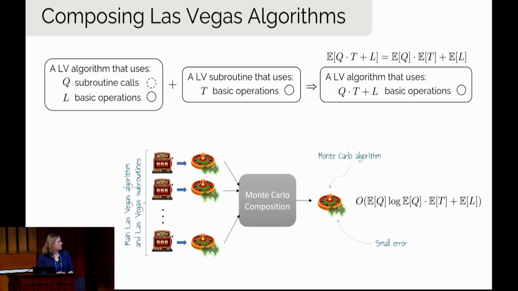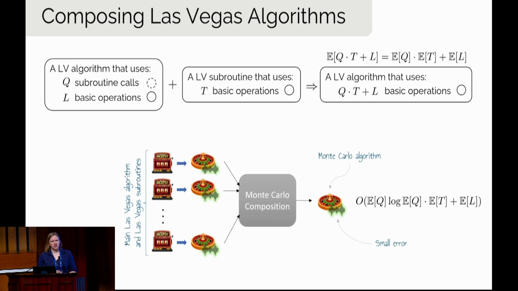So if you have Las Vegas algorithms, you should keep them as Las Vegas algorithms until the very end, and only do the truncation once. Every time you do this truncation, it introduces error. This is kind of an important conceptual fact for later in the talk.